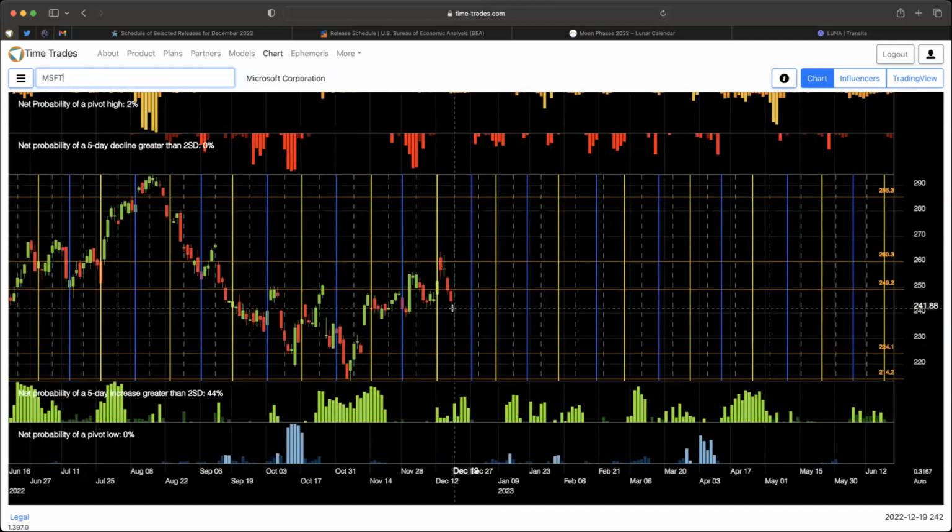Microsoft. Okay, so Microsoft, this is a good example of an inversion here. We can see this green here aligns with some red days, right? So these probabilities haven't flipped over yet. And so this is something to be aware of. We see a big gap here in Microsoft's forecast and then some moves up starting mid-January.